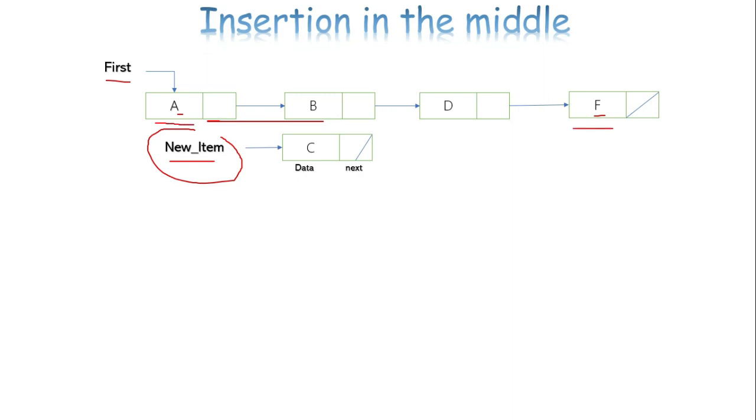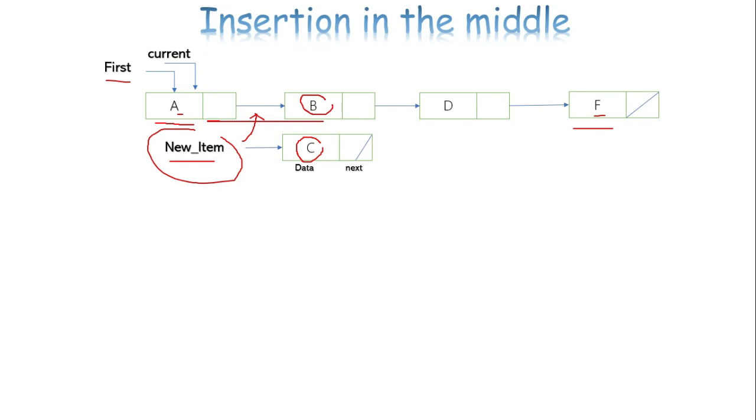As it traverses, it should compare or look for the right position of the new item. To be able to do so, I need the help of another pointer, which is current. Then what I will do is compare the current dot next data, which is B here, to see whether it's bigger than new item dot data, which is C here. If this is bigger, then the right position must be here. Otherwise, current must move to the right.